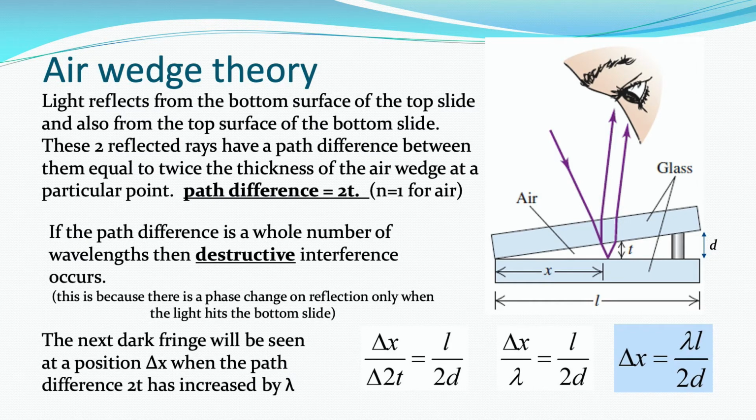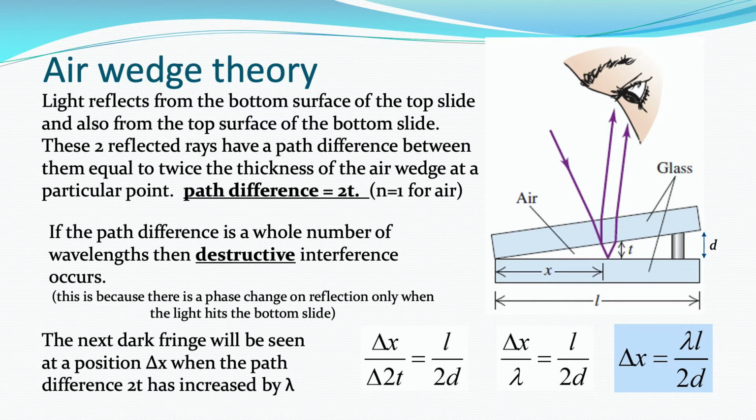So remember, it's light that reflects from the bottom surface of the top slide and the top surface of the bottom slide. These two reflected rays have got a path difference between them. That path difference is equal to twice the thickness of the air wedge at a particular point, 2t. Remember, it's actually 2nt, where n's the refractive index, but the refractive index for air is 1. So the path difference is 2t. And if that path difference is equal to a whole number of wavelengths, then we get destructive interference. And that's because there is a single phase change when the light hits the top surface of the bottom slide.